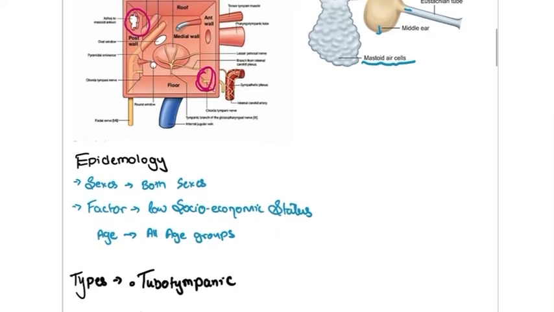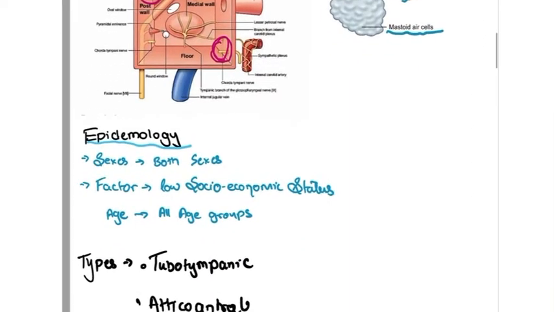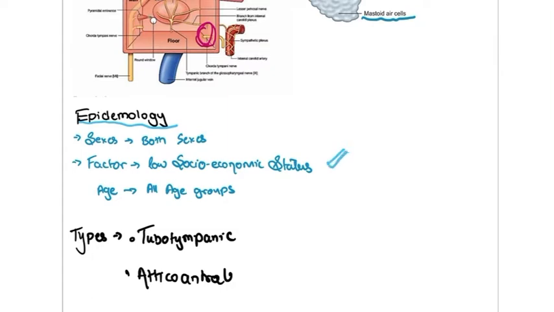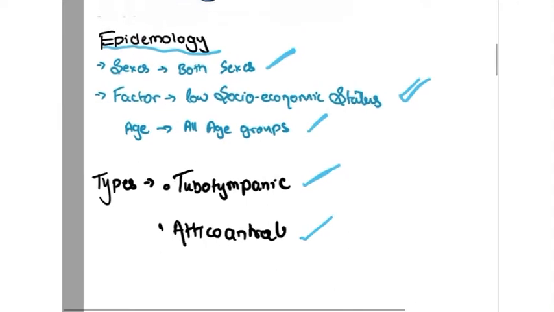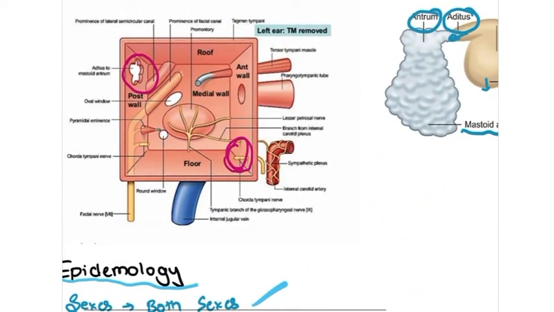So we'll talk about the epidemiology. We see it is more frequent in lower socioeconomic status, and both sexes and all age groups are affected. We have two types, tubotympanic and atticoantral. So this is our middle ear cavity. Okay, so it is like a 6-sided room.